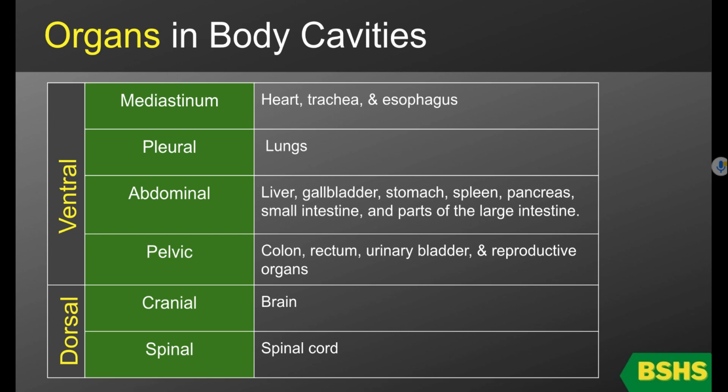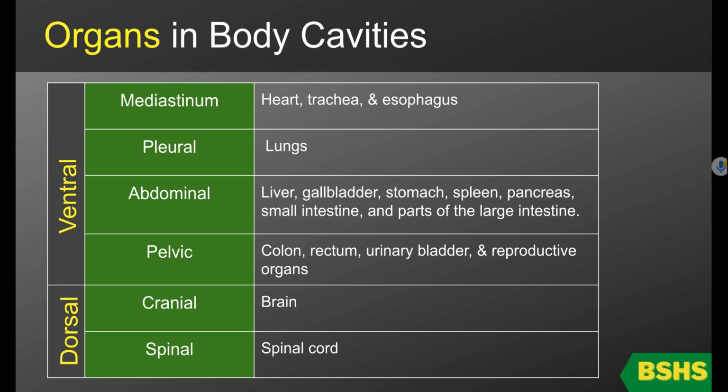Then there's the abdominopelvic cavity, which remember has a top and a bottom part. The abdominal cavity has the liver, gallbladder, stomach, spleen, pancreas, small intestine, and parts of the large intestine. And then the bottom part of the abdominopelvic cavity, called the pelvic cavity, that's where you have the colon, rectum, urinary bladder, and reproductive organs.